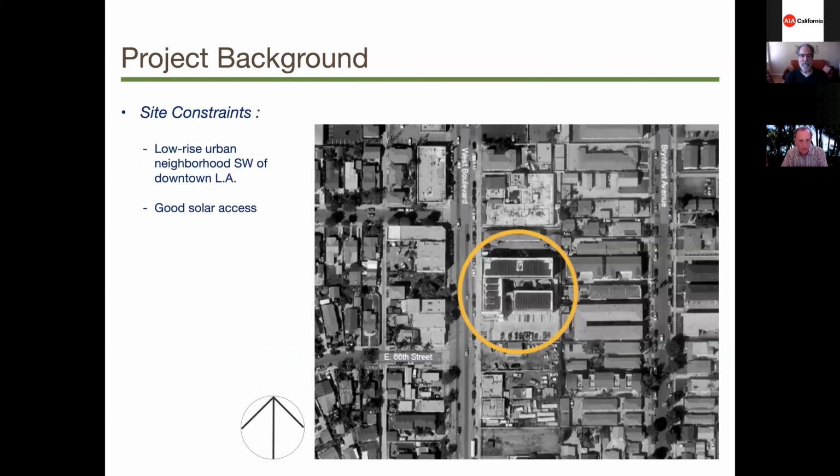So the site constraints, you can see here's a Google view of it from above. You can see the solar on the roofs. It's a low-rise neighborhood southwest of downtown LA. Has very good solar access because there are no tall buildings near it, but it's very dense for a neighborhood.